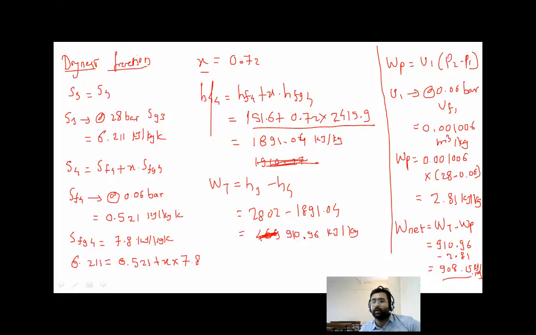So this is the net work done. Now next is to calculate Q in. In order to calculate efficiency, we have to calculate Q in. What is Q in? H3 minus H2. Here we calculate H2. H2 is H1 plus pump work, right? H2 is H1 plus pump work.